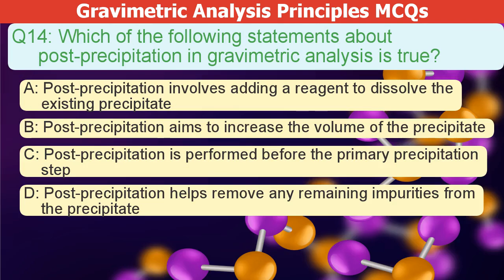Which of the following statements about post-precipitation in gravimetric analysis is true? A. Post-precipitation involves adding a reagent to dissolve the existing precipitate. B. Post-precipitation aims to increase the volume of the precipitate. C. Post-precipitation is performed before the primary precipitation step. D. Post-precipitation helps remove any remaining impurities from the precipitate.